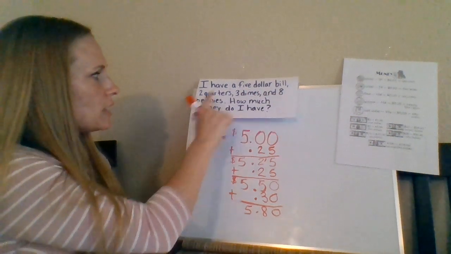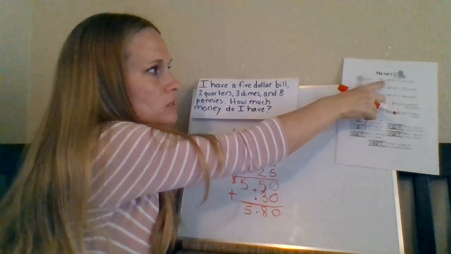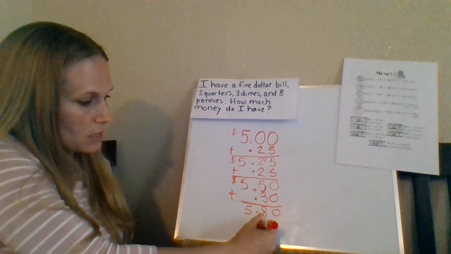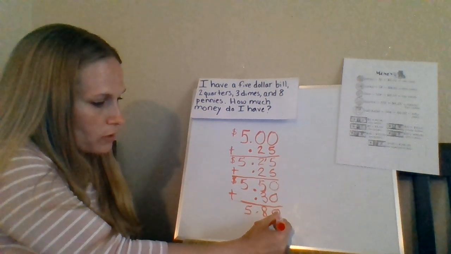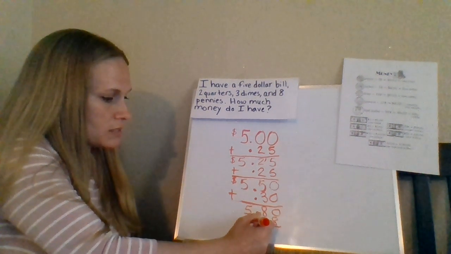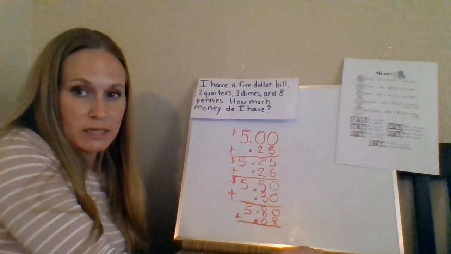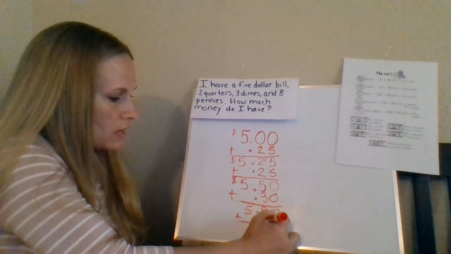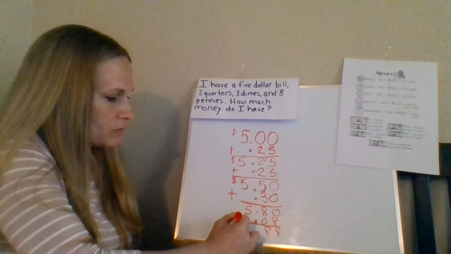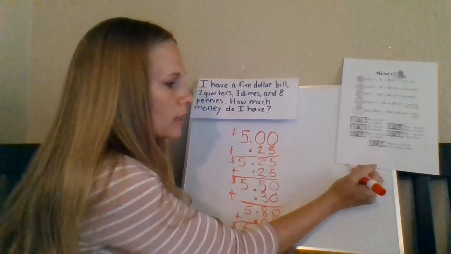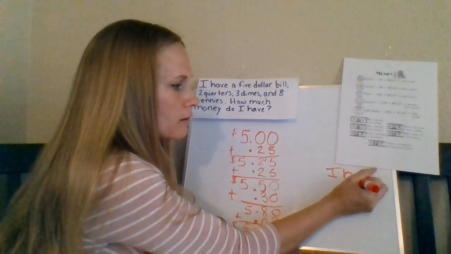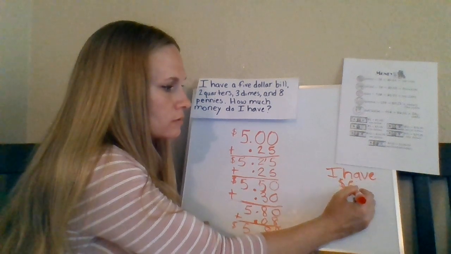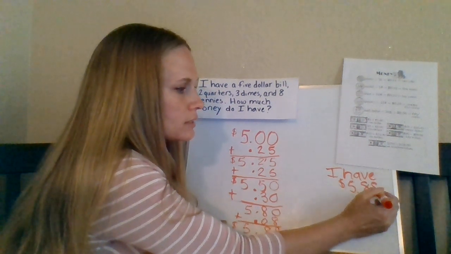And last I have 8 pennies. Well, my pennies are 1 cent, and if I have 8 ones, that would be 8 cents. It is very important to remember to write your pennies in the hundredths place. 8 plus 0 is 8. 8 plus 0 is 8. 5, bring down my decimal. So I have $5.88.